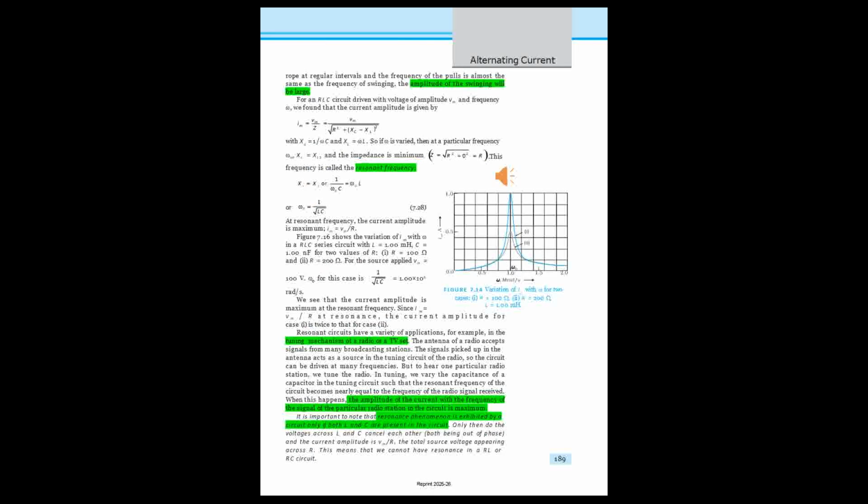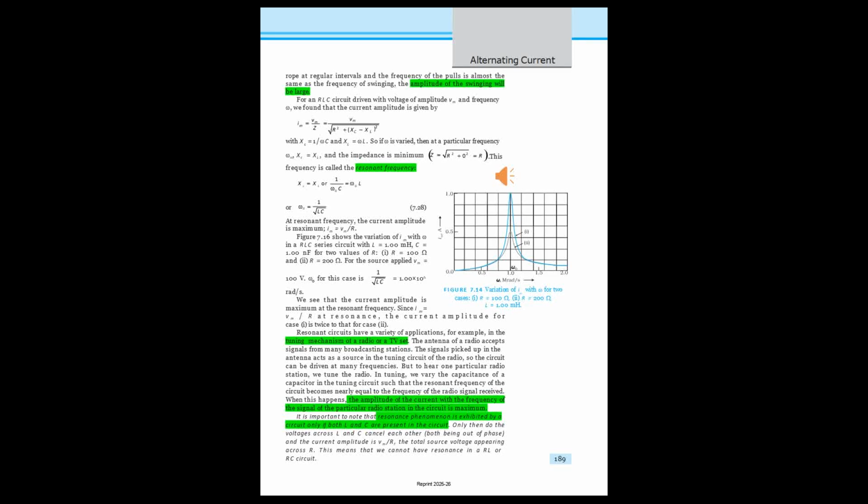For an RLC circuit driven with voltage of amplitude Vm and frequency omega, we found that the current amplitude is given by Im equal to Vm by Z, and that is equal to Vm by root of R square plus XC minus XL the whole square, with XC equal to 1 by omega C and XL equal to omega L. So if omega is varied, then at a particular frequency, omega naught, XC will be equal to XL, and the impedance will be minimum.